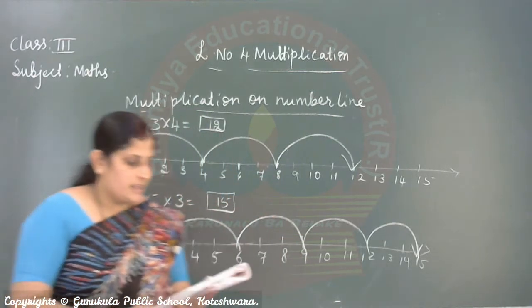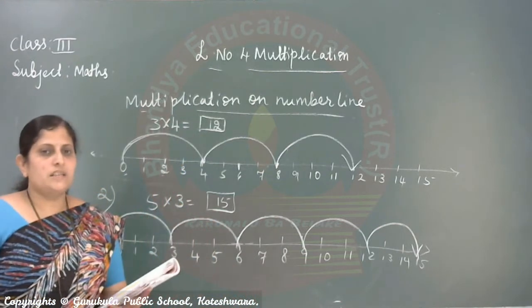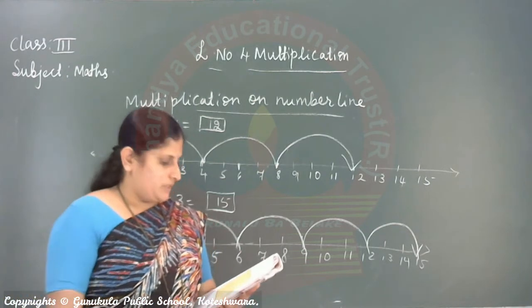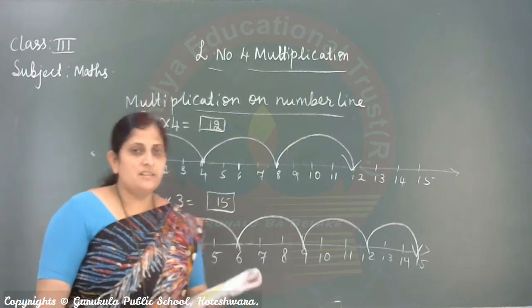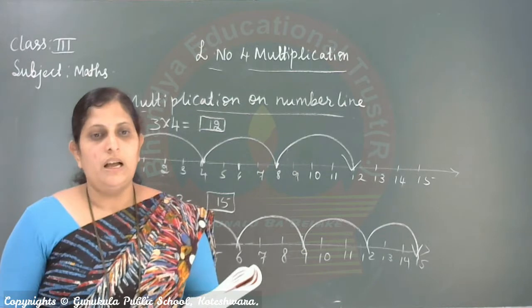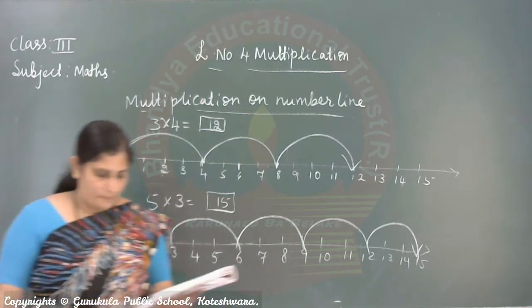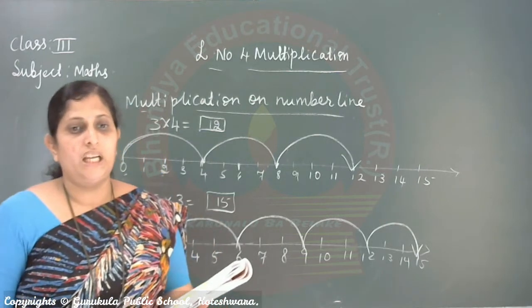Choose the correct multiplication fact that is given. Same method that I have explained now is given here. Some of the answers are given already. They are marked on the number line, and you have to tick the correct one. Okay? Yes. Open page number 115.